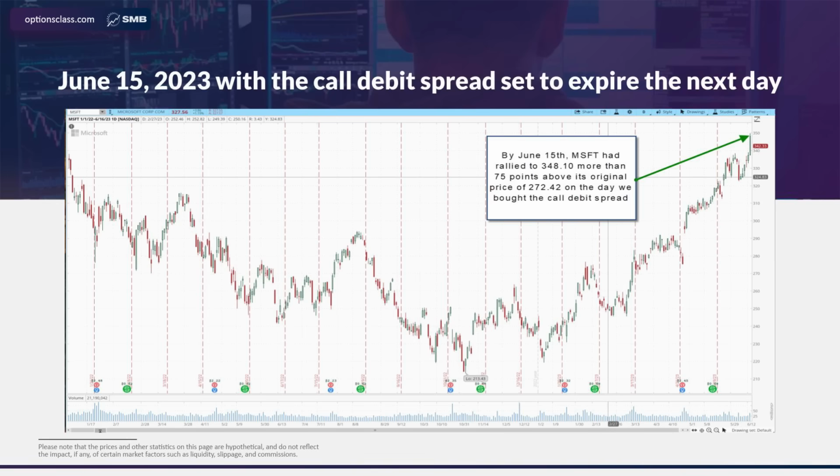And so now moving to the day before these options expire on June 16th of 2023, you can see that you were right. Microsoft had in fact rallied with the artificial intelligence craze that's captured the market this year in 2023. By that date, Microsoft had rallied to 348.10. So let's take a look at how our trade is doing.